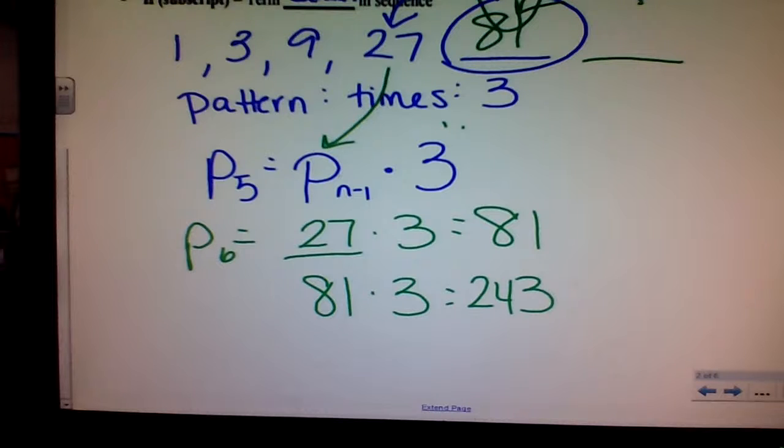So if you take a look, this is 5. If I plugged in 5 here, what's 5 minus 1? 4. So this is the value of P sub 4 times 3. If I plug in 6 here, 6 minus 1 is 5. So I took the value of P sub 5 times 3.